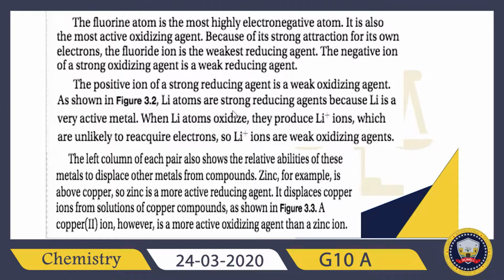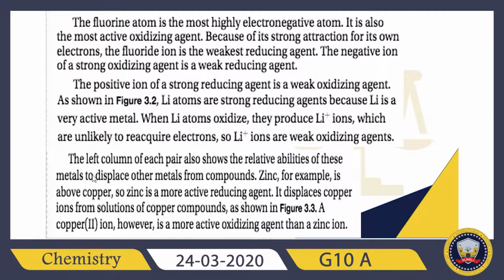What do we call it? A strong reducing agent. Now, when Li atoms oxidize, they produce Li plus. You see, the positive ion of a strong reducing agent, the Li plus, is weak. Because Li is the strongest, Li plus is the weakest oxidizing agent. You should remember that, and we will see the list.